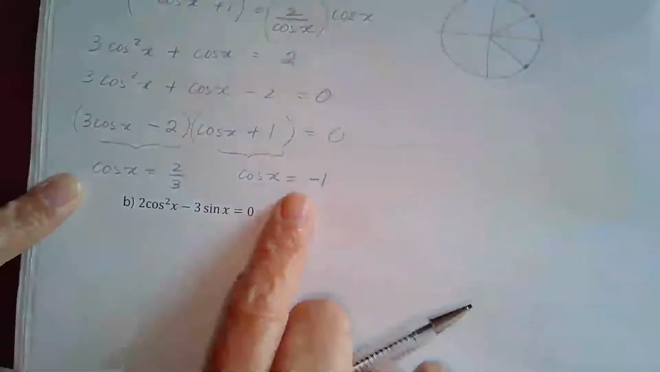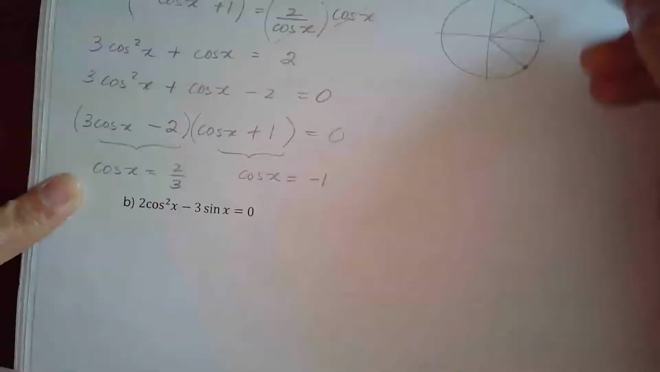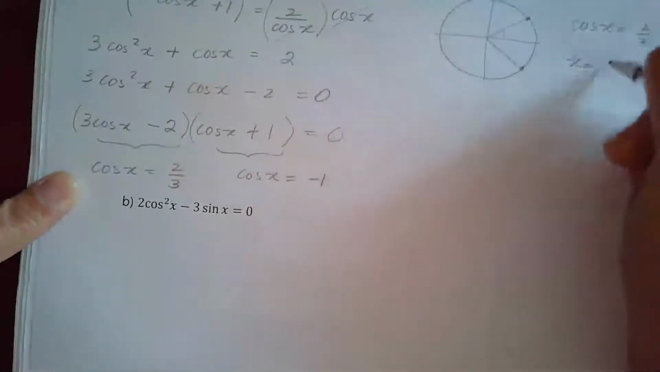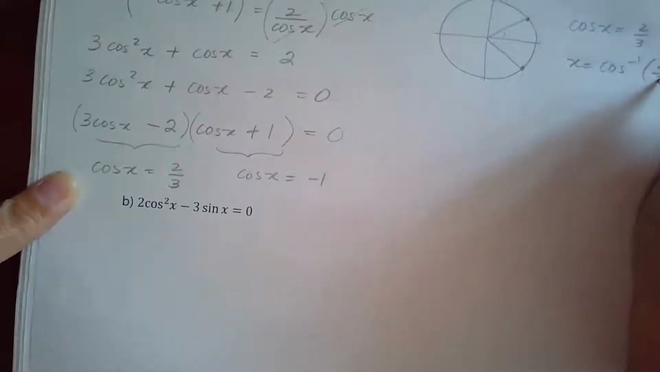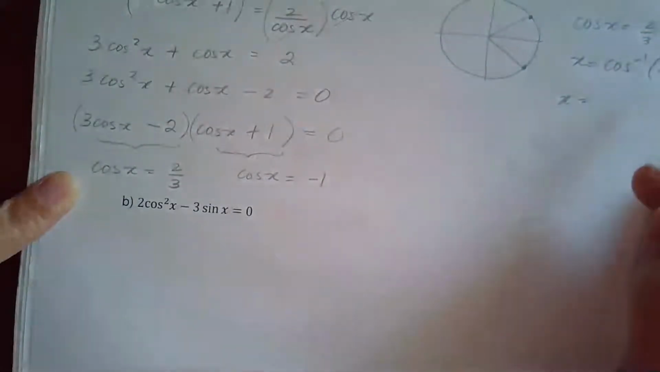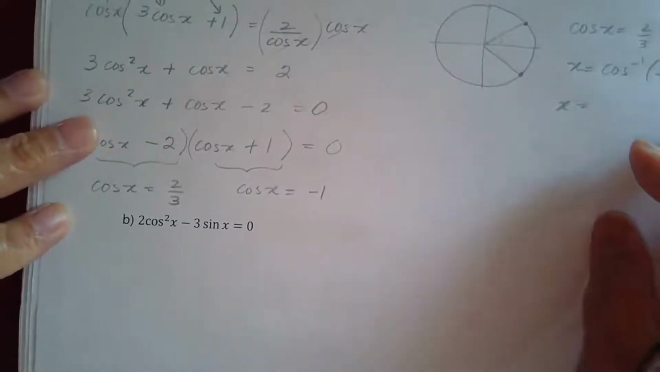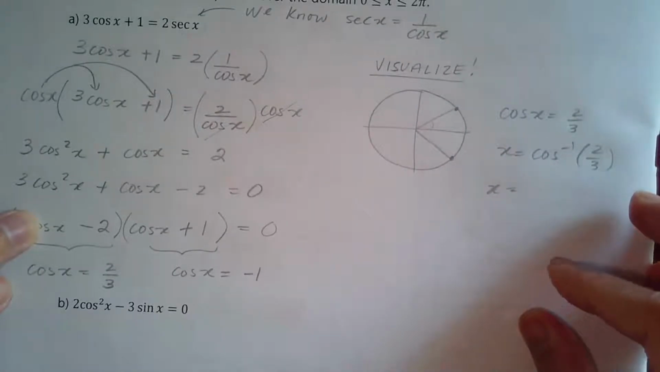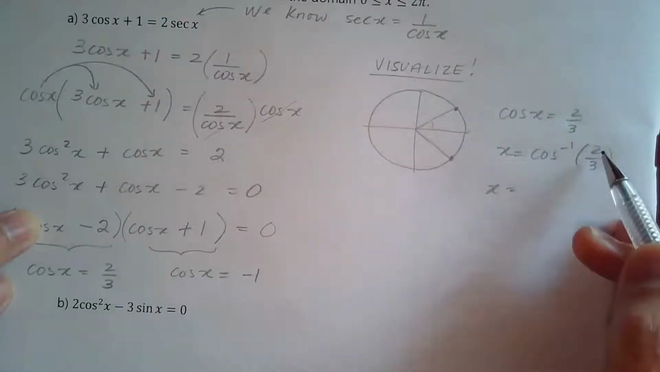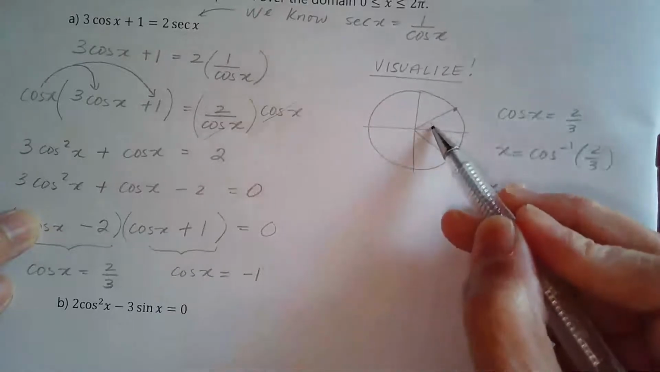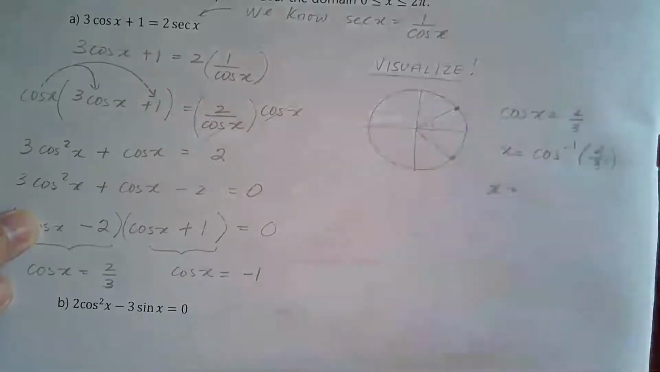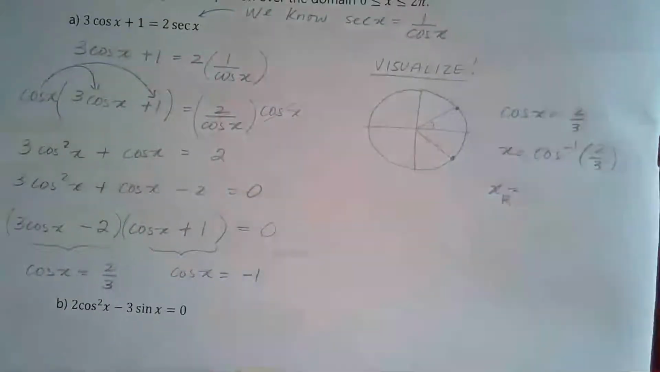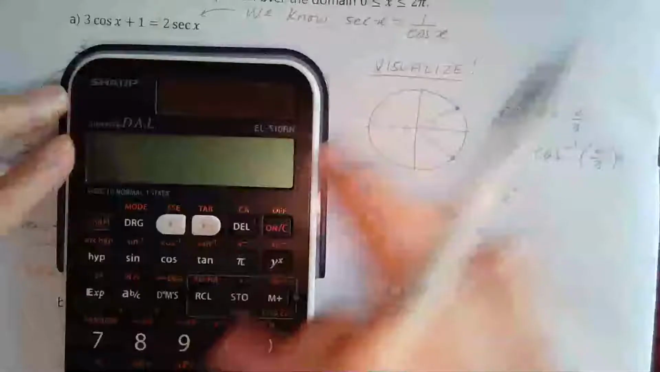So how do we do that? Cos of x equals 2/3, so x is equal to the cos inverse of 2/3. The great thing about this is, oops, sorry, you can't see that. Let's bring it down a bit. The great thing is because this is positive and the answer is in quadrant 1, that would also give us a reference angle.